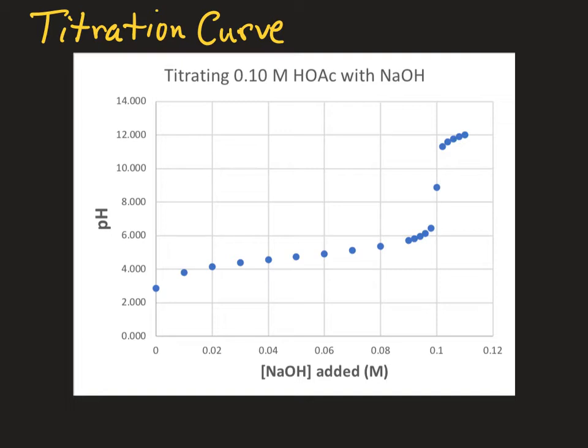And following the pH, when we had added no sodium hydroxide, our pH was acidic, about 2.87. And then as we added sodium hydroxide, not much happened for a while. The pH didn't change very much as we added more and more sodium hydroxide. And then all of a sudden, as we approached our equivalence point, the pH began to rise quickly across that region.